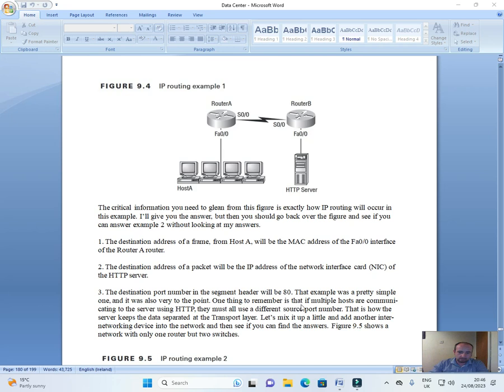One thing to remember is that if multiple hosts are communicating to the server using HTTP, they must all use a different source port number. This is how the server keeps the data separated at the transport layer. Let's mix it up a little and add another internetworking device into the network and then see if you can find the answers.